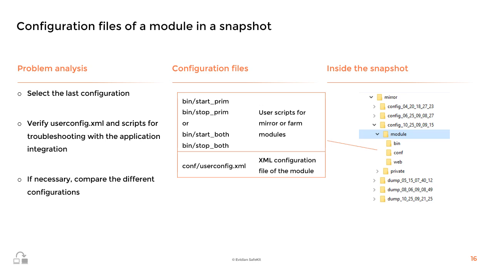the start both and stop both scripts for a farm module. By examining these files, you can gain insights into how the application has been configured within the module and troubleshoot the application integration. If needed, you can compare these files with previous configurations to identify any changes or discrepancies.